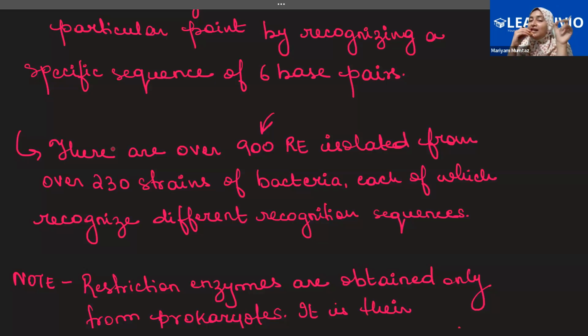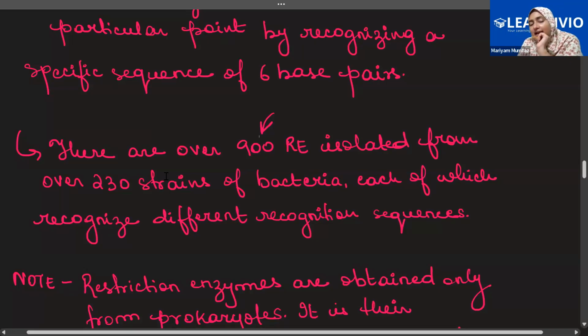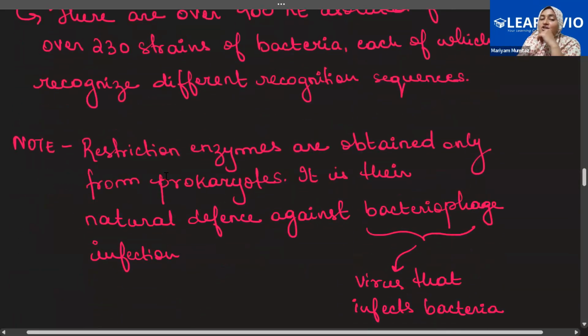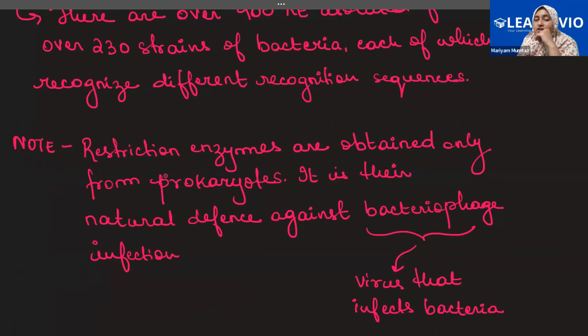So imagine E. coli is one, Salmonella typhi is two, like that 230 bacteria strains. And from them, 900 restriction enzymes have been isolated. Now, this line tells us how many restriction enzymes there are and from where they have been isolated. So now we know that restriction enzymes are obtained only from prokaryotes.